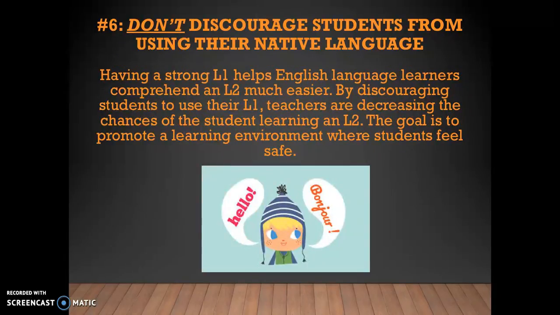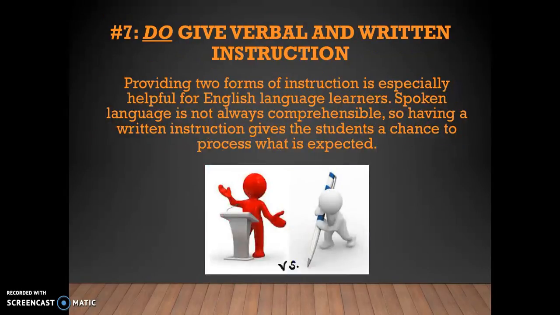The sixth one is don't discourage students from using their native language. Having a strong L1 helps comprehend an L2, so by discouraging an L1, it will actually discourage the student from learning an L2. The seventh one is do give verbal and written instructions. Providing two forms of instruction is especially helpful for ELLs.